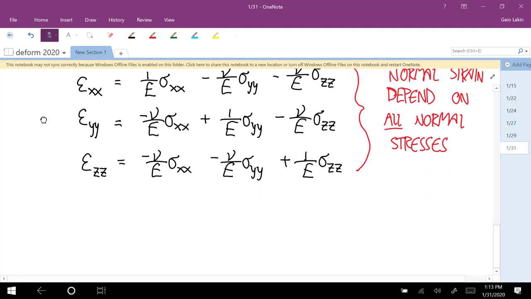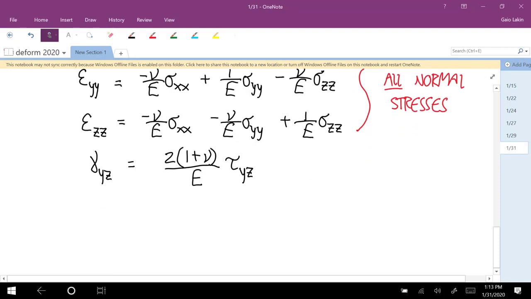Now what about the shear strains? So if you're measuring the YZ shear strain, that only depends on one shear stress, only the associated one. So this is equal to 2 times the quantity 1 plus nu over E times tau YZ. Okay, so there's no equivalent thing to the Poisson's effect for shear stresses and strains.